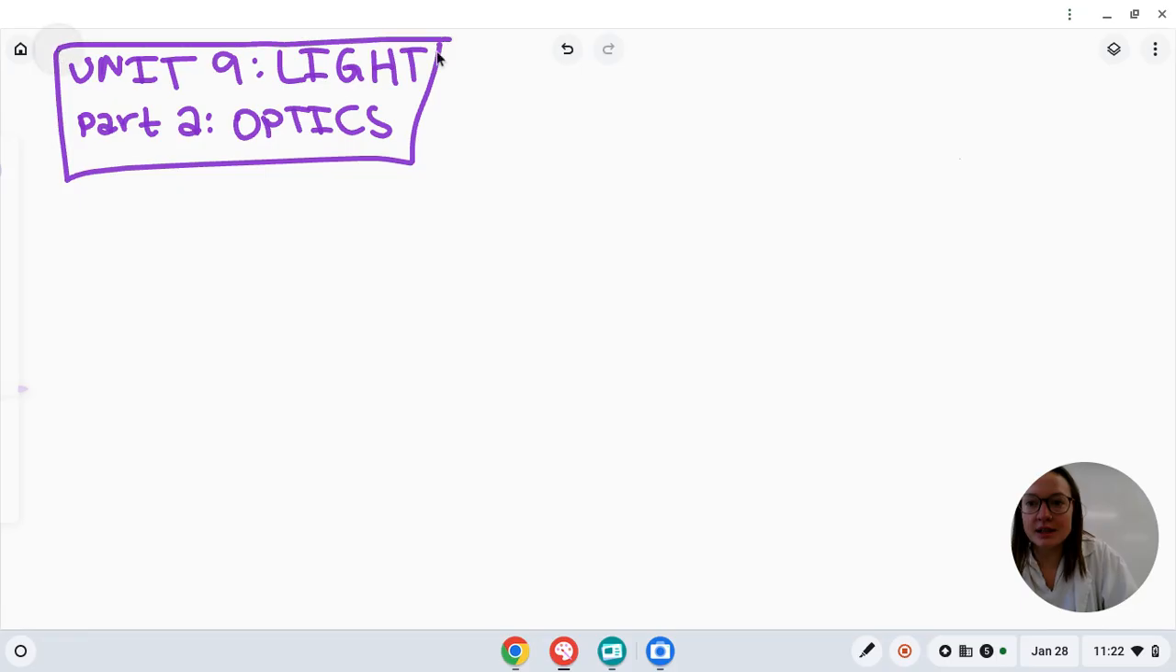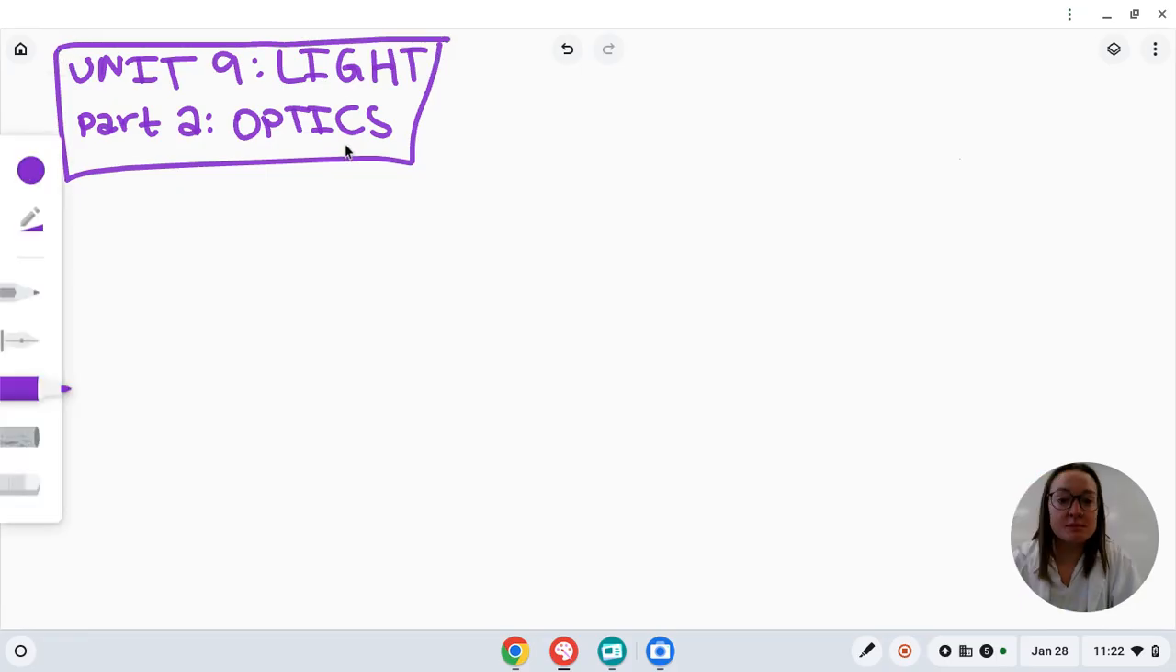Today with Unit 9, Part A, which is on optics. Part B will be all about the properties of light and the characteristics of light. Part A, when we say optics, what we really mean is mirrors and lenses. So today, we're going to start with our topic of the day, which is mirrors and mirror ray diagrams.